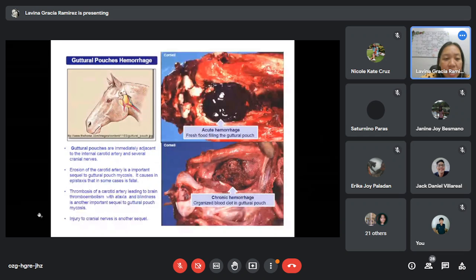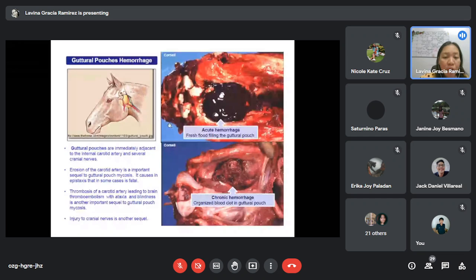And some cranial nerves also pass through here. So all of those important structures, when affected, will affect the animal as a whole. Erosion of the carotid artery is an important sequela to mycotic infections of the guttural pouch. It is manifested by epistaxis and might cause death. It is more fatal, and quite bloody.